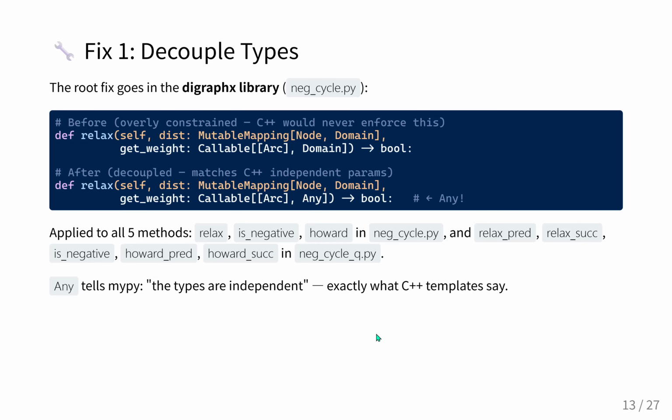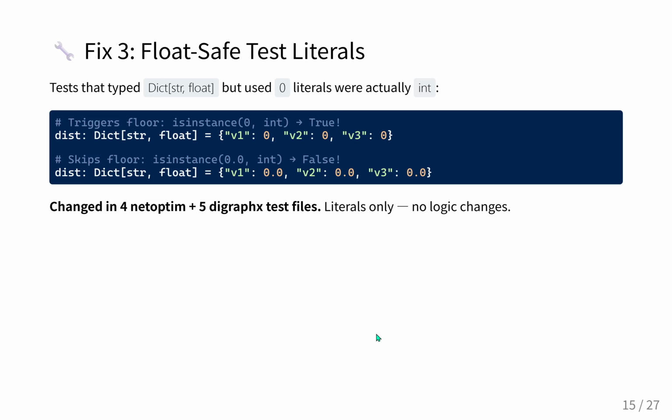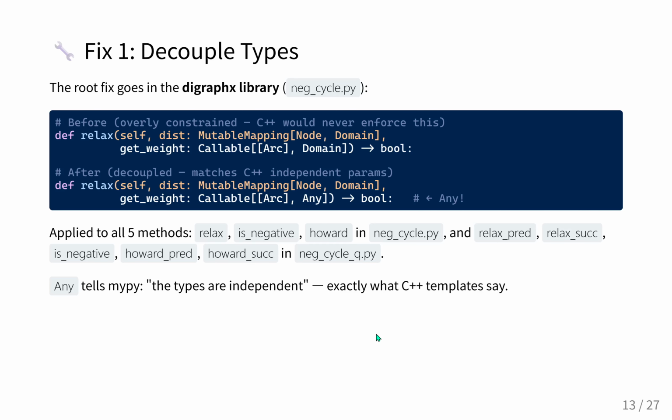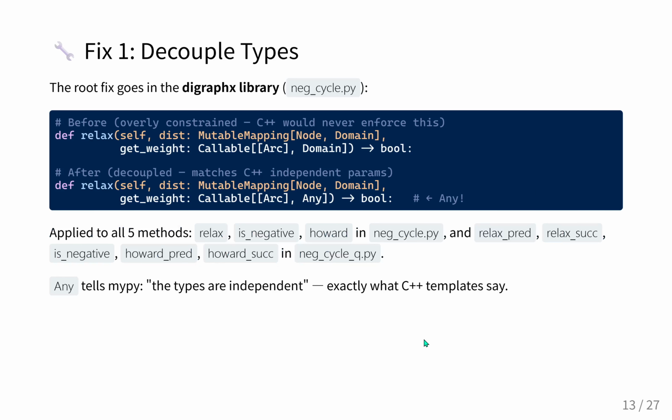Exactly. And they methodically applied this fix across 5 separate core methods in the code, like relax, is negative, Howard, and so on. That reframes it completely. It's like telling the bouncer at the door, hey, this guy's on the special list, let him wear whatever shoes he wants. That's a perfect way to put it. But the types were really only half the battle because they still had that actual mathematical issue. Yeah. A decimal was being generated where a whole number was needed.